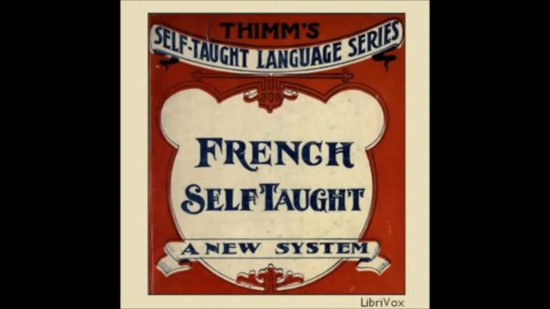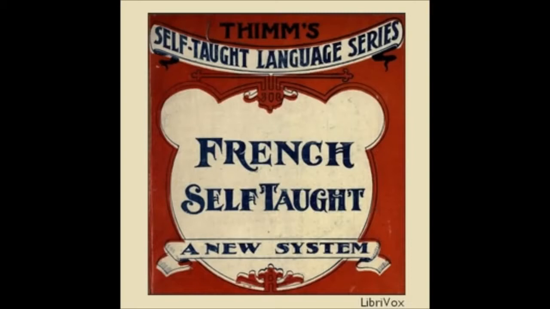6. Relations. The family, la famille, the husband, le mari, the wife, la femme, the father, le père, the mother, la mère, the child, l'enfant, the son, le fils, the daughter, la fille, the brother, le frère, the sister, la sœur, the uncle, l'oncle, the aunt, la tante, the cousin, le cousin, the marriage, le mariage.